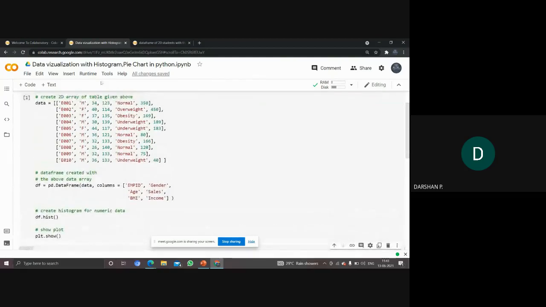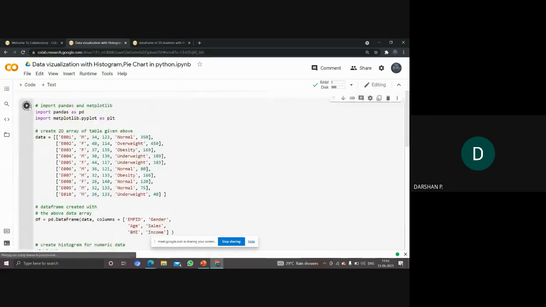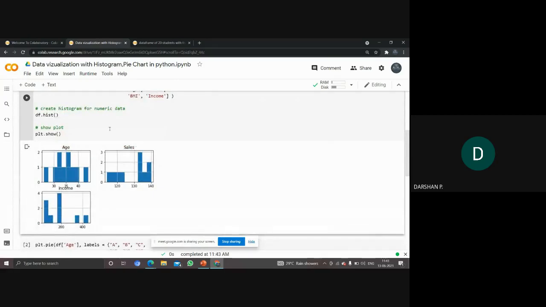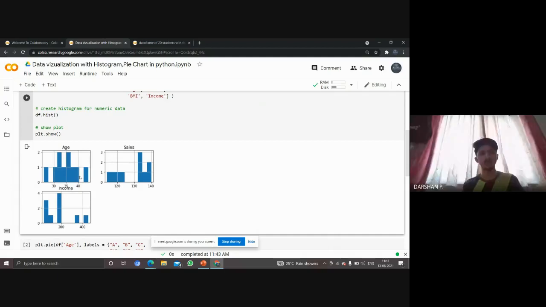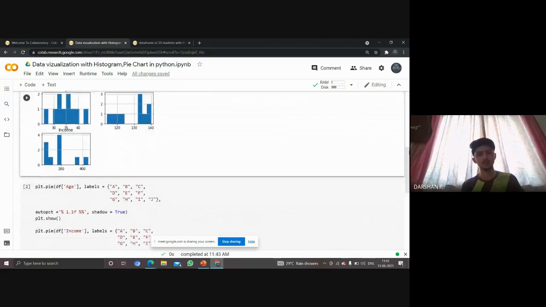The whole data is in listed form: employability number, gender, age, sales, and income. Here we run this code, and here is the histogram, where we get the age, sales, and income in graphical format, which we can use for understanding the process. What is the use of data visualization in Python? So here it is. And the second is the pie chart.